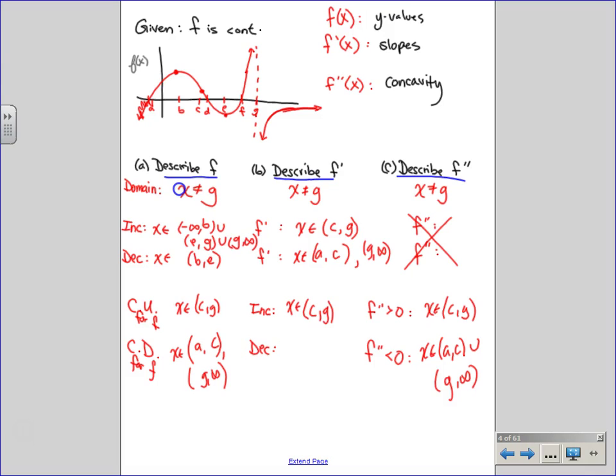Where the first derivative is increasing, as we just kind of discovered up here. When the first derivative is increasing, the original is concave up, concave down. What's a little U mean in math? Why am I using it? Union means or.